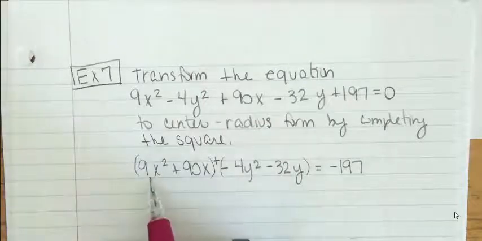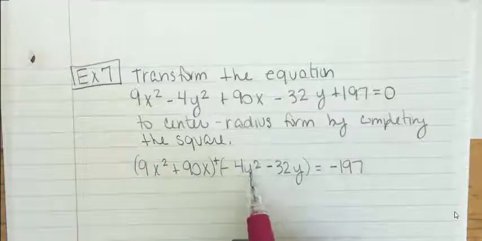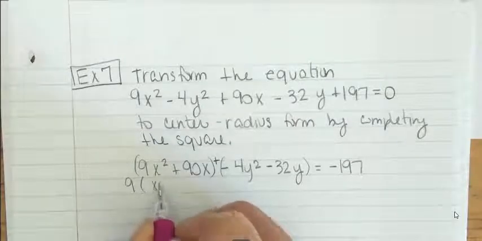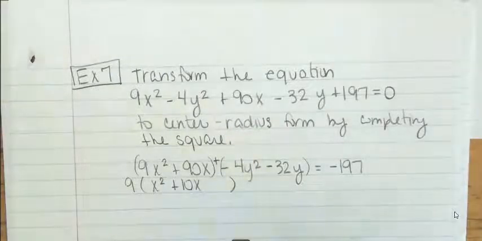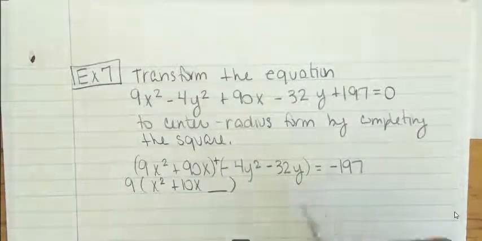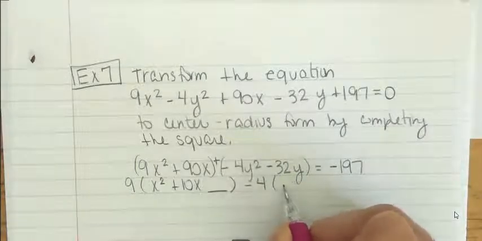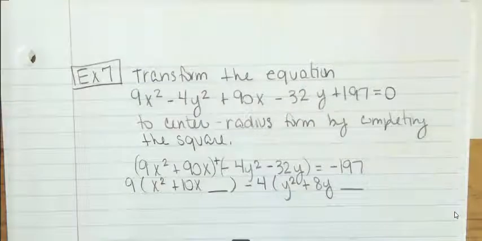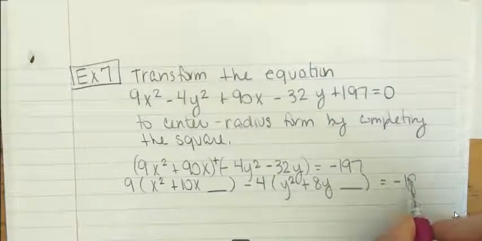Now I'm going to factor out the greatest common factor here so that I end up with a being 1. And I'm going to do the same thing over here. I want my a to equal 1. So I'm going to have 9 times x squared plus 10x, and I'm going to leave some space there because I'm going to have to complete the square. I'll do that in a second. Over here, I'm going to factor out a negative 4, leaving me with y squared plus 8y. And then I'll leave a little blank right there for a moment, and then equals negative 197.